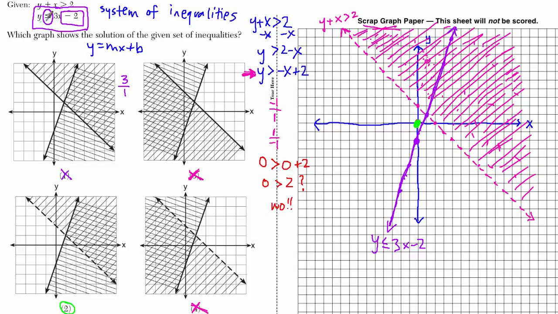So we're going to plug 0 in for y, 0 in for x, and we get 0 is less than or equal to 3 times 0, which is 0, minus 2. 0 minus 2 is negative 2, so we have this inequality, 0 is less than or equal to negative 2. And so we have to consider that. Is that true? Is 0 less than or equal to negative 2? It's definitely not equal to negative 2, but is it less than negative 2? Well, no. 0 is not less than negative 2. Negative 2 is less than 0.